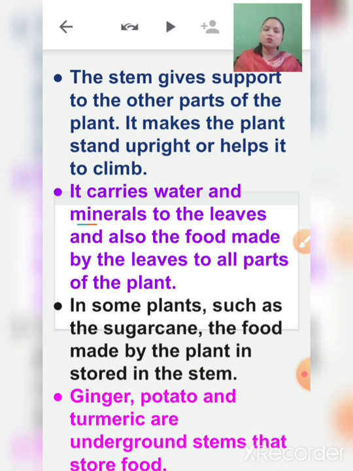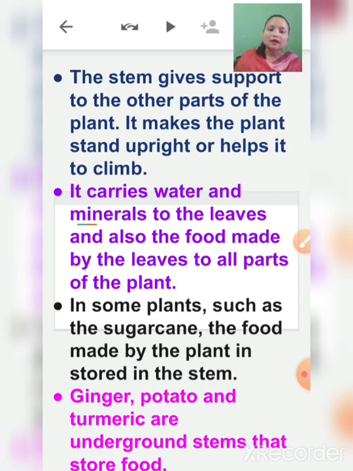First, it takes water and minerals from where? From the root, and from the root it goes to the stem. The stem carries that water and minerals to the leaves, and also the food made by the leaves to all parts of the plant. So you can say the stem is a kind of messenger. Okay, it's a kind of messenger because of what it is doing.